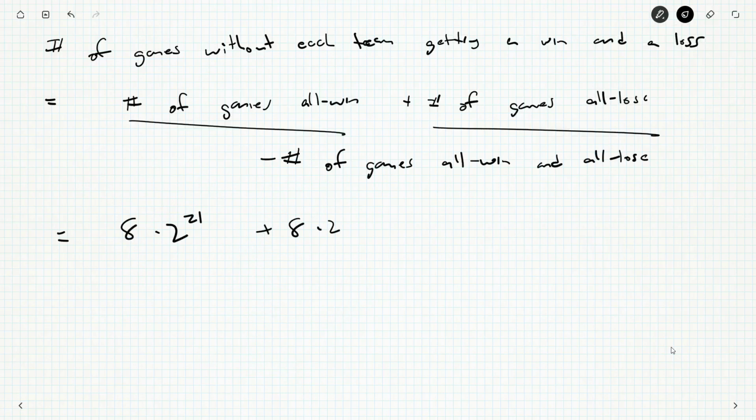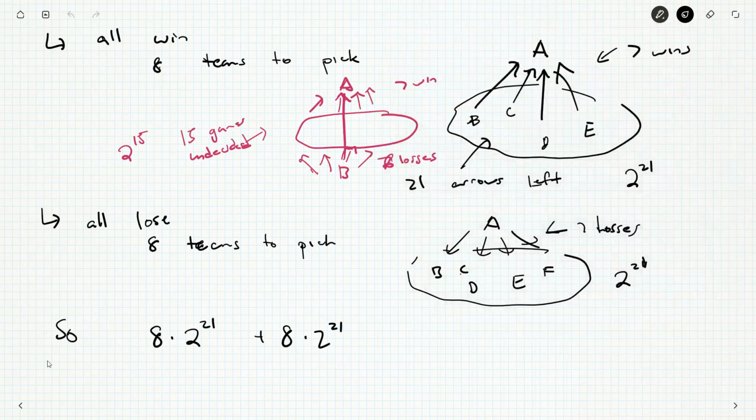But what about the games that we just talked about, where you can have A be the winner and B be the loser, like the super loser? Well, there's 15 games left undecided in here, so we have 2 to the 15. And then how many choices do we have for A and B? Well, we have 8 choices for whoever's going to win. And then of the remaining 7 teams, we have 7 choices for whoever's going to lose.